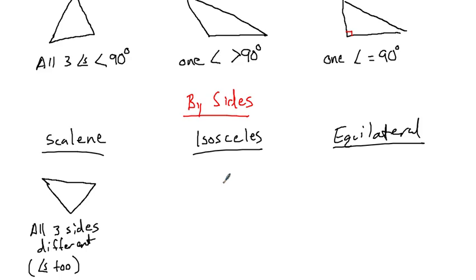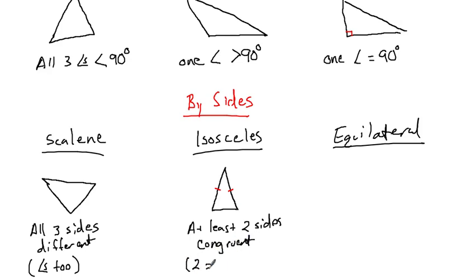In an isosceles triangle, they can look lots of different ways, but the typical one we're used to looking at stands up tall and skinny like this. An isosceles triangle has two sides that are the same, but we're going to say has at least two sides congruent. It also has two congruent angles too, even though that's not part of the definition.